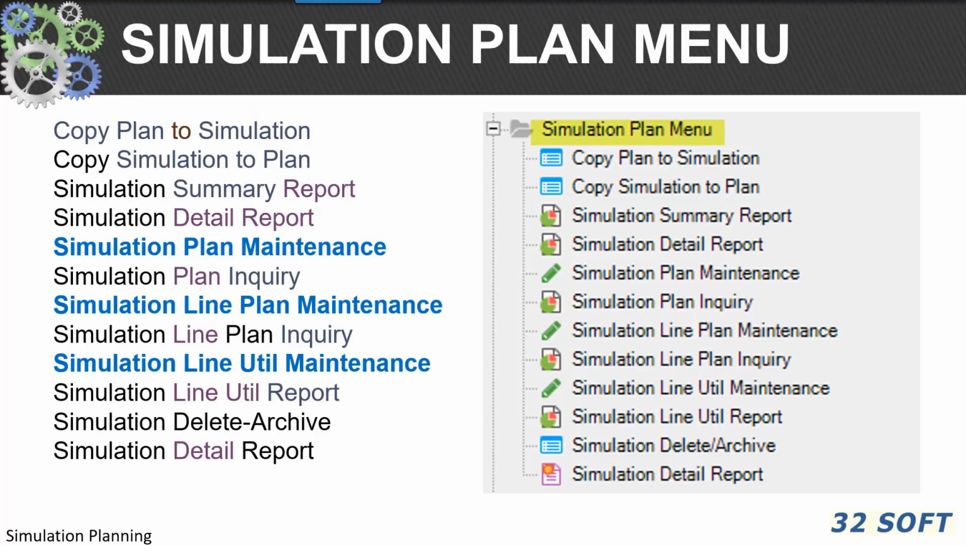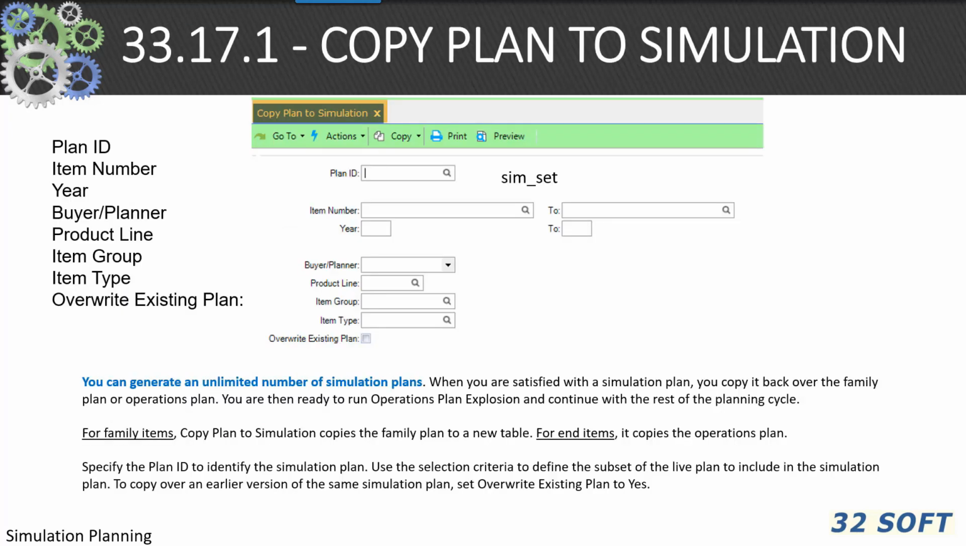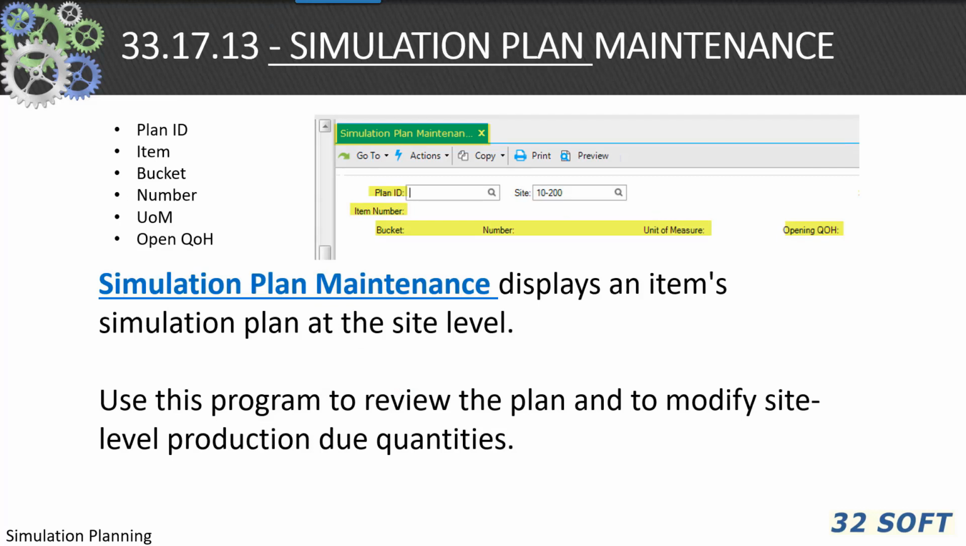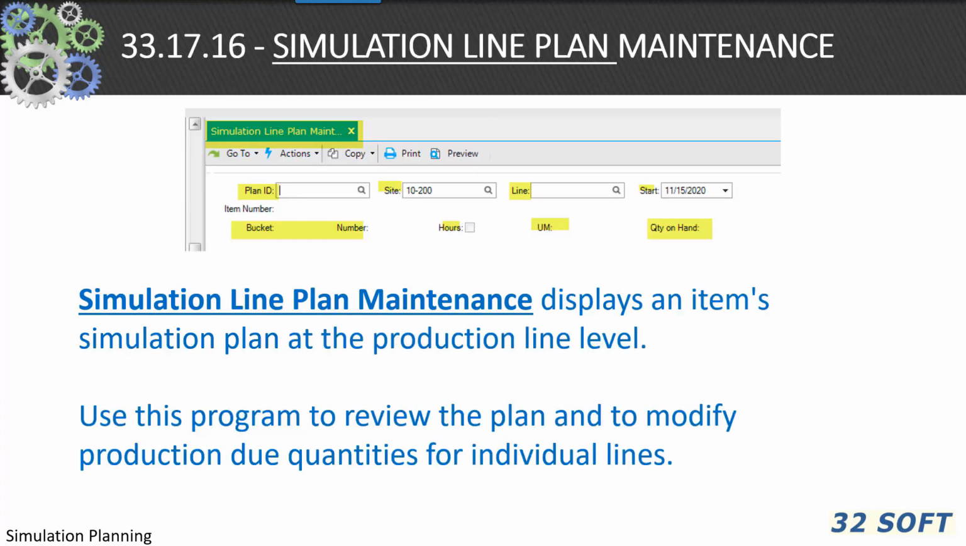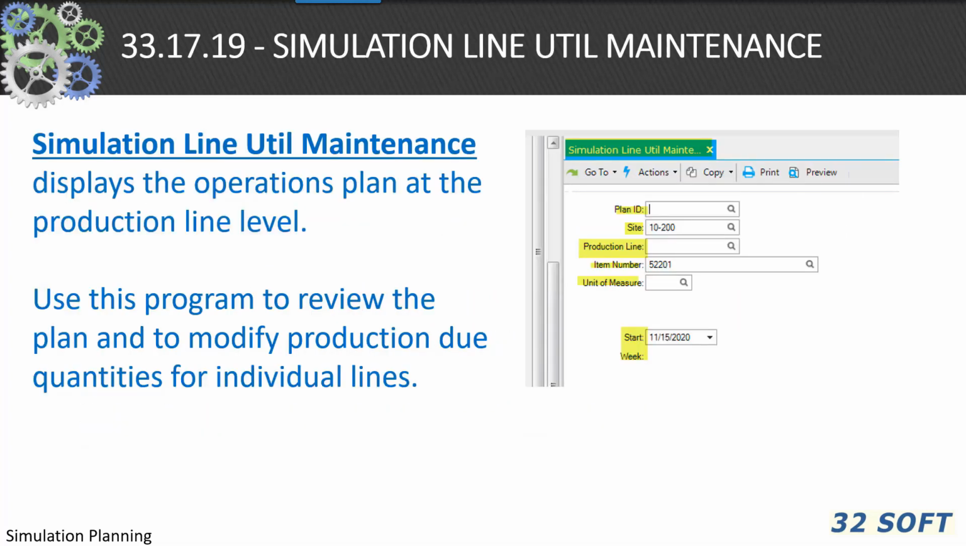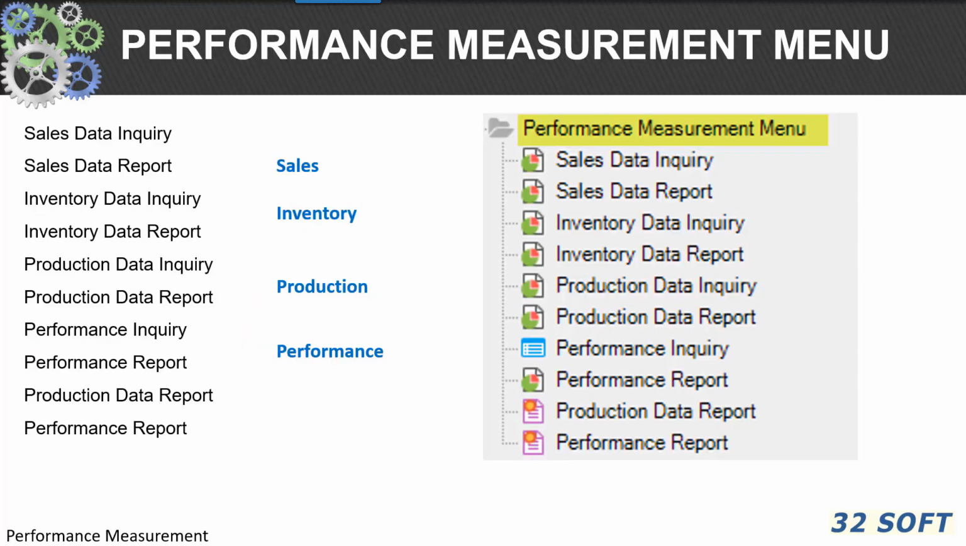You can also use the simulation planning process. Simulation planning, here you can see the 33.17, which allows you to create and copy plans from simulation to actual. It gives you the ability to create those simulation plans by the 33.17.1. In 33.17.13, you can simulate plan maintenance. You can do it at the product line level. And then in 33.17.19, you can do the simulation line utility maintenance.